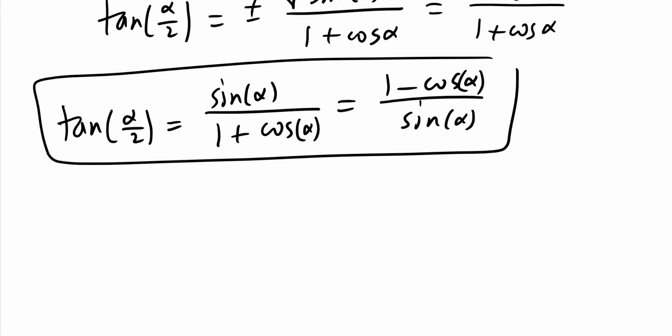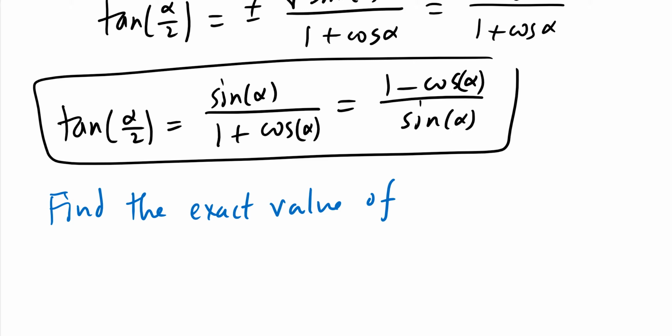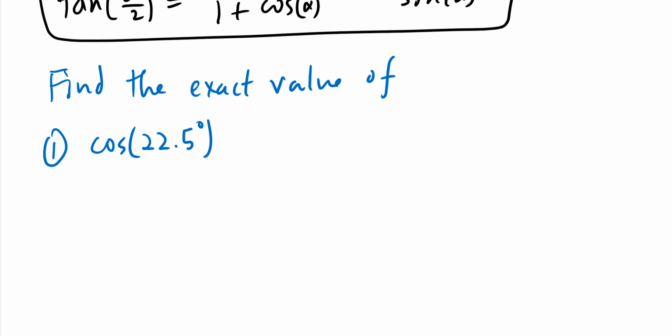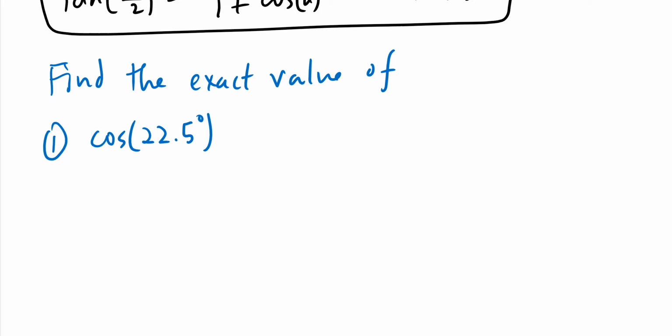Let's apply these formulas. How do we use them? So let's say we are asked to find the exact value of cosine 22.5 degrees. If it's given in radians, this is about pi over 8 radians. Just convert to degrees to make it easier before you start working on it. I don't know the decimals, and I can't do it in my head without a calculator, right?